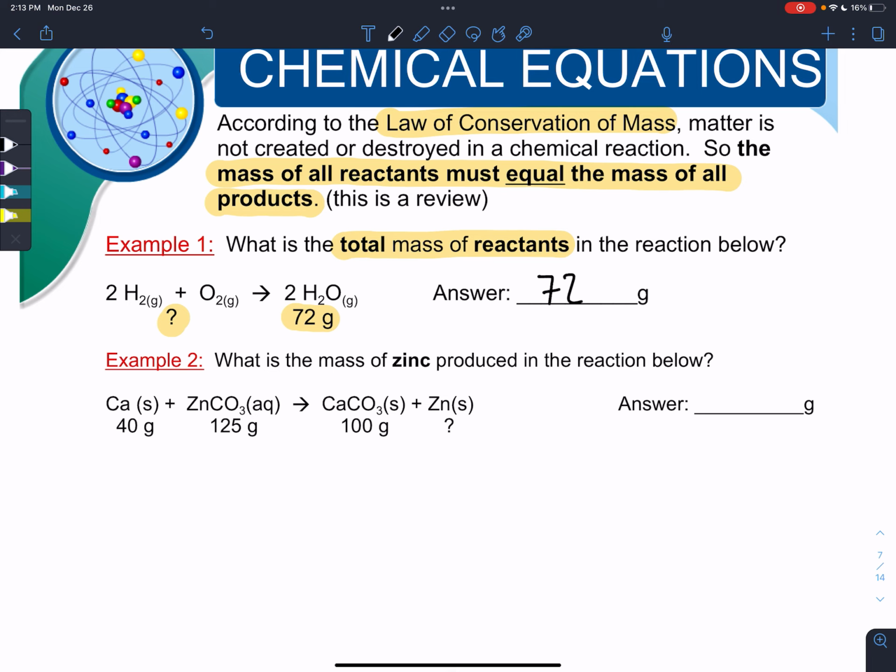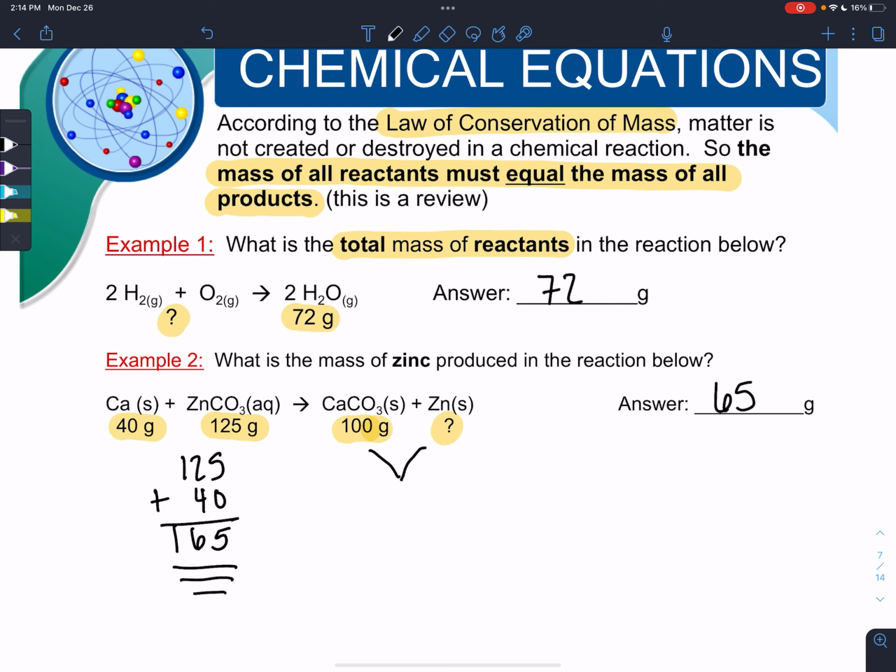Example 2 says, what is the mass of zinc produced in the reaction below? So on the left, we've got 40 grams of calcium and 125 grams of zinc carbonate. So together that is 125 plus 40. That is 165 grams of reactant. On the right-hand side, we've got 100 plus an unknown amount of zinc. Remember, these two have to add up to equal 165. So 165 minus 100 is going to be 65 grams of zinc.